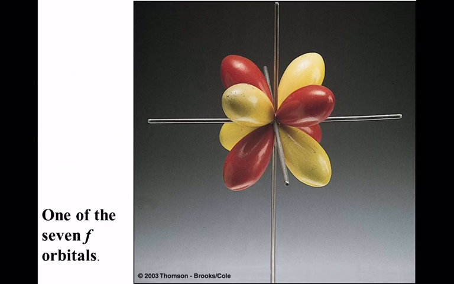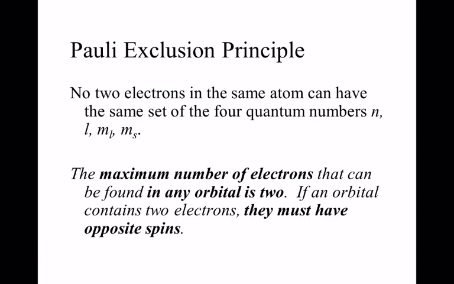And this is with regard to F. This is just one of how you would show the region of space where up to 2 electrons could reside. One of the 7 F orbitals. Pretty cool. Okay.